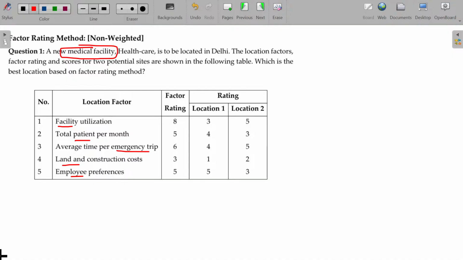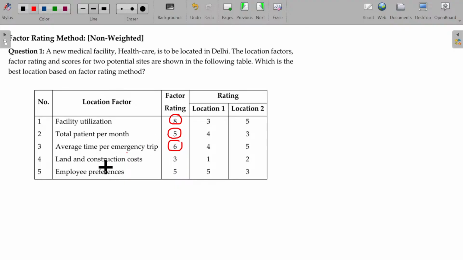Now among these 5, which is the most important? Patients. All the infrastructure is built, but if you don't have patients, then you cannot run the hospital. So from this, it is very clear that utilizing the entire installed resources will be the main factor. You give almost 8 points for that. Patients 5 points. Emergency trip, ambulance arranged, will be the predominant one. So we give around 6 for that.